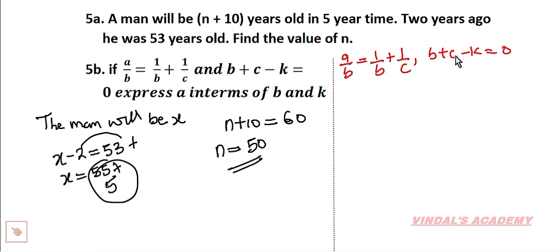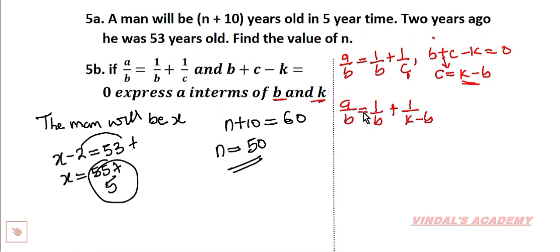So I don't need C. I'm going to say that C is equal to K minus B, from this equation. What I mean is I don't need C, so I've removed C. Going to this equation, I'm going to remove this C and put K minus B. So I will have A all over B is equal to 1 over B plus 1 over K minus B.